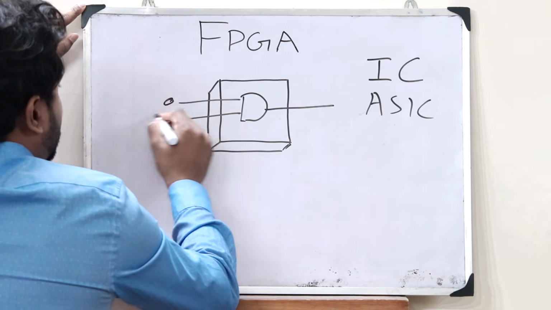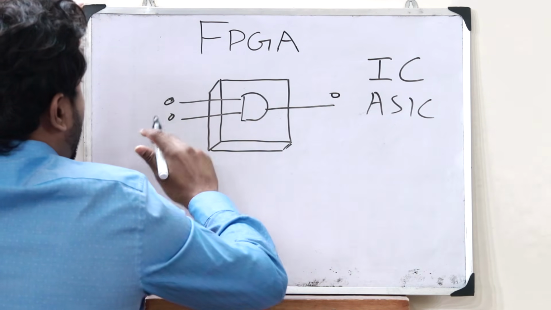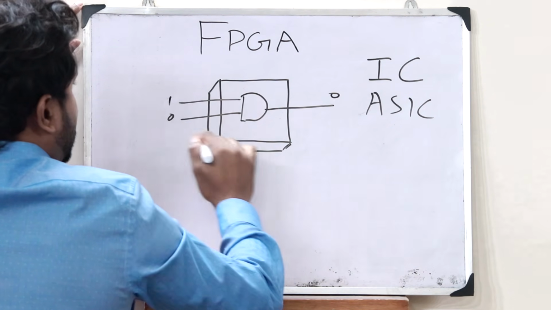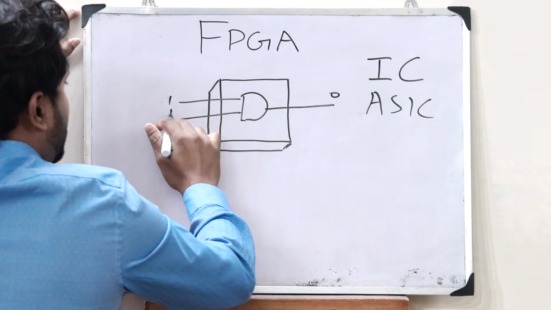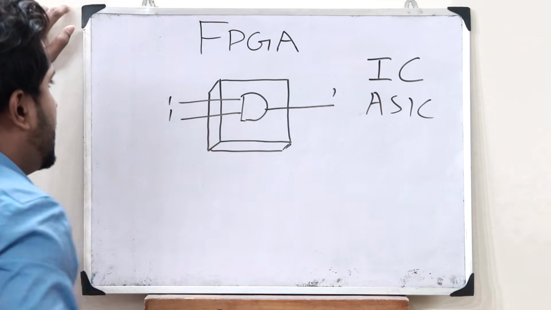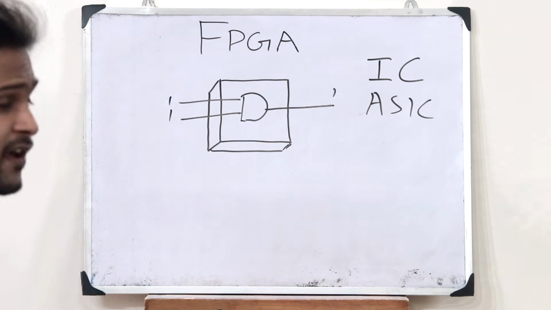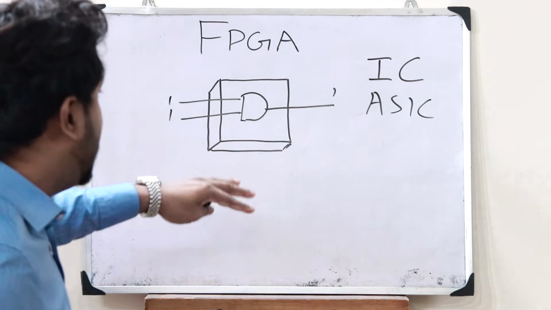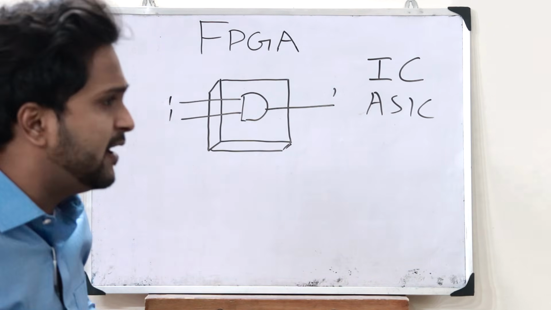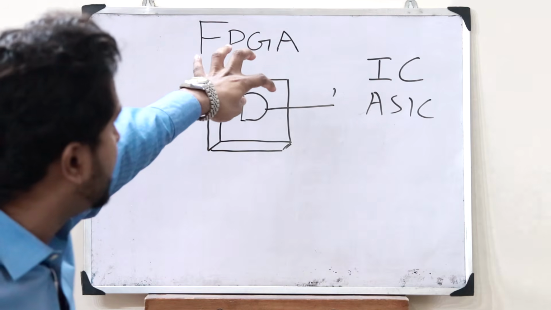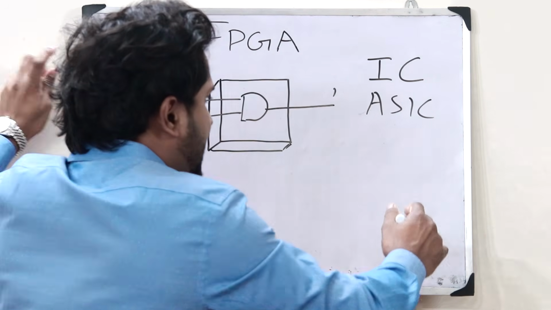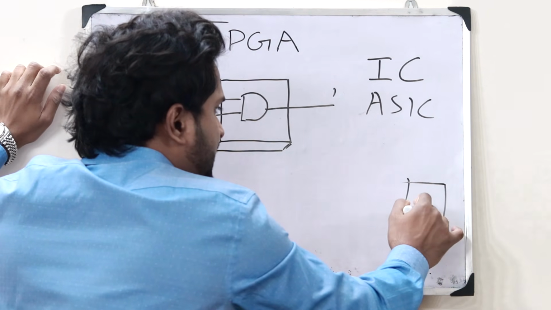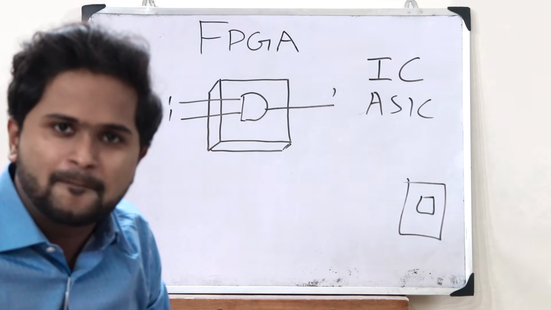Here we know the truth table of an AND gate. If it is 0, 0, we get the output as 0. Or if it is 0, 1, we get the output as 0. Or if it is 1, 1, we get the output as 1. So this is an AND gate. Now I have designed an ASIC with the function of an AND gate, and I am placing this particular ASIC inside whatever electronic device that I have created.